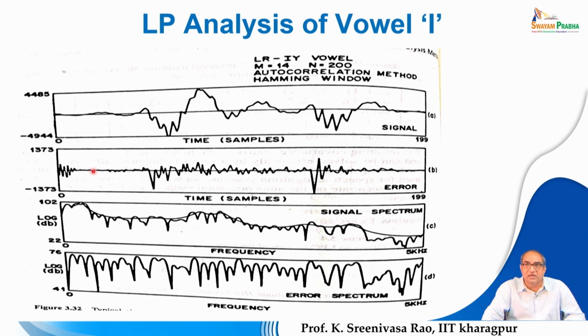If you plot the error signal corresponding to this particular speech segment, you can see that the error looks like this. One more thing you can observe is that the signal amplitude varies from almost minus 5000 to plus 5000, whereas the error magnitude varies only from around minus 1300 to plus 1000. So, the error magnitudes are small.